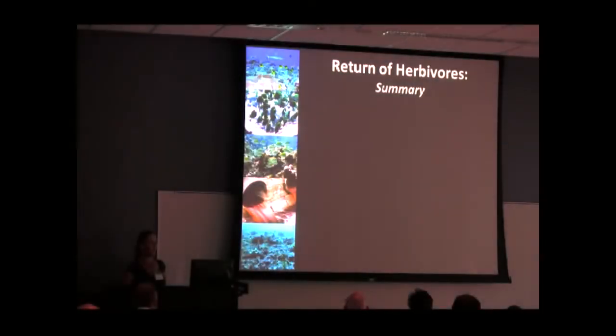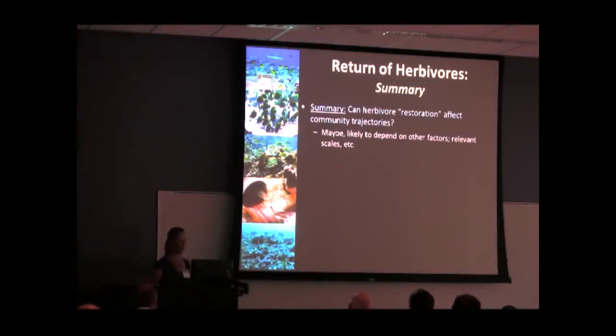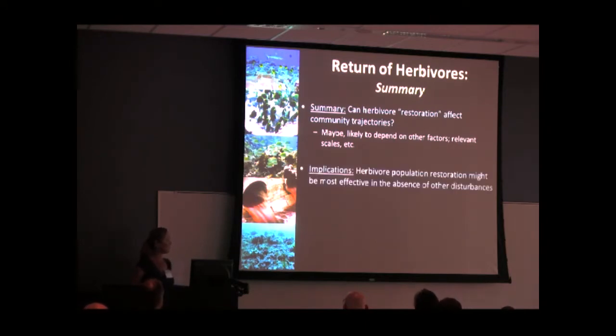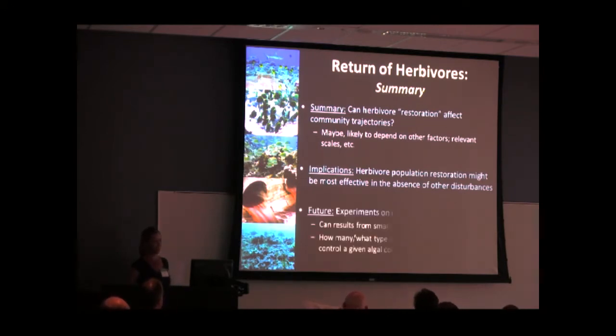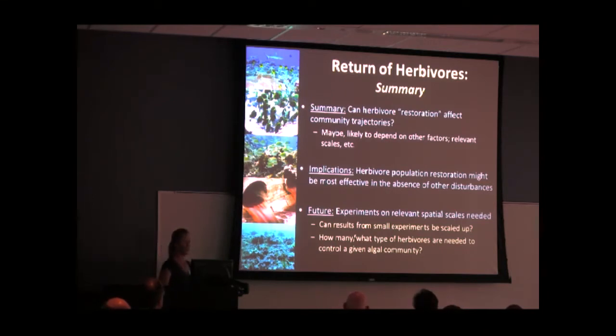Again, this is a small-scale experiment, and it's hard to scale up the results from these to any kind of larger landscape-level context. But it suggests that herbivore restoration may be able to reverse community trajectories, and that might be most effective in the absence of other disturbances such as nutrient enrichment. Obviously, experiments need to be conducted on relevant spatial scales. We need more large-scale, more ecosystem or community-level data, natural experiments to really get at some of these questions, but I still thought these results are interesting.